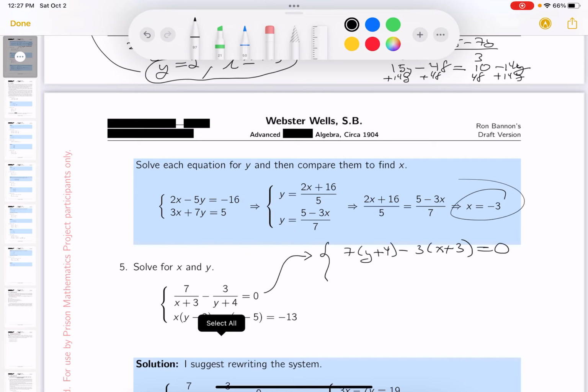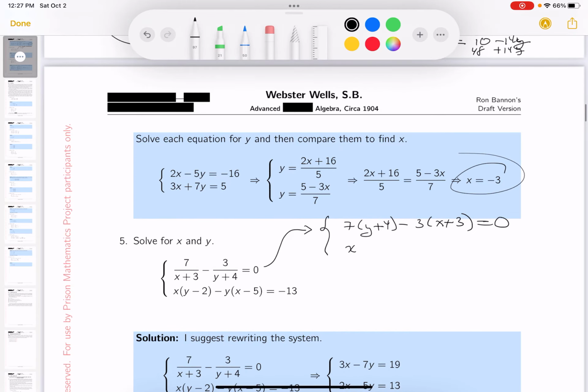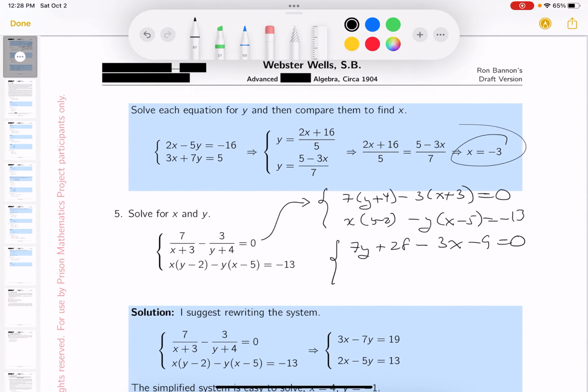And I'm going to put the bottom equation down. It looks pretty bad, but it looks like y(x minus 2) minus y(x minus 5)... It still looks really bad to me. So I'm going to keep going through it one step at a time. So I'm going to multiply the top out. What do you get? 7y plus 28 minus 3x minus 9 equals 0. Let me do the bottom equation.